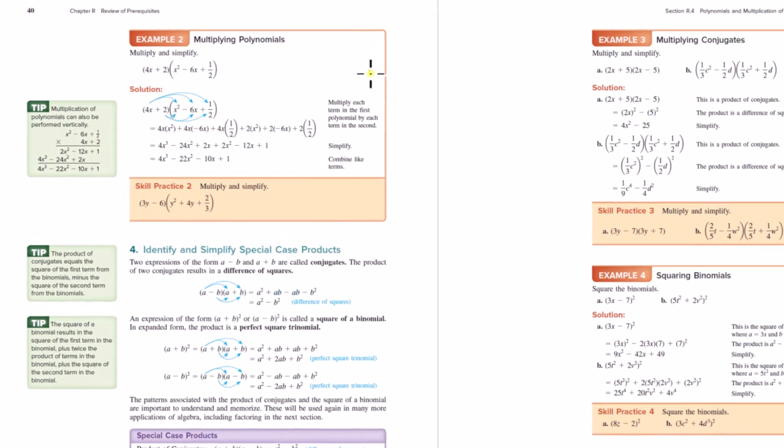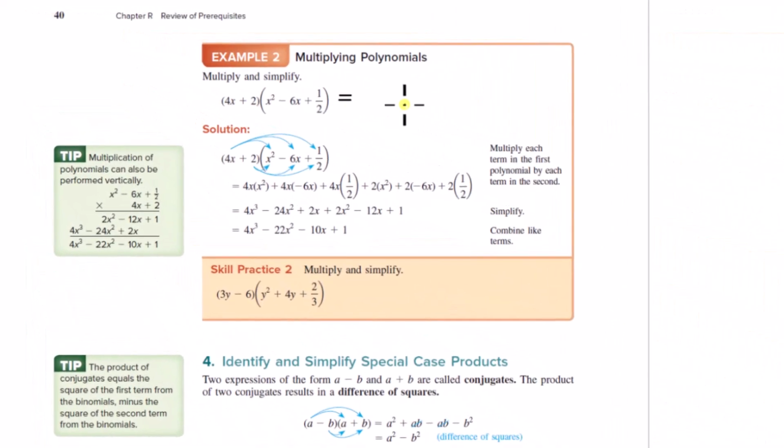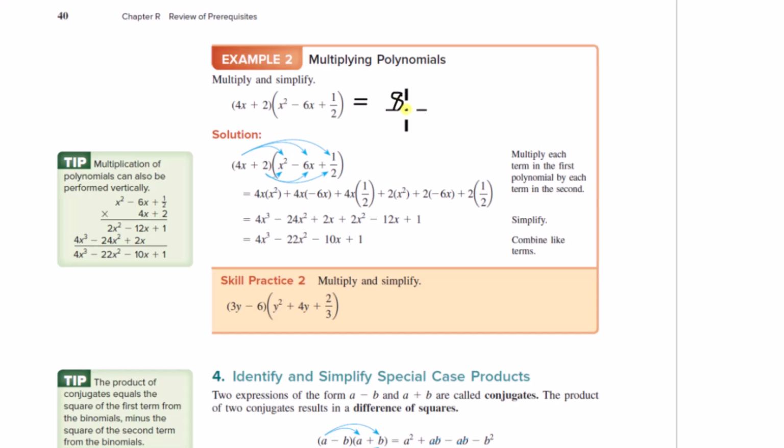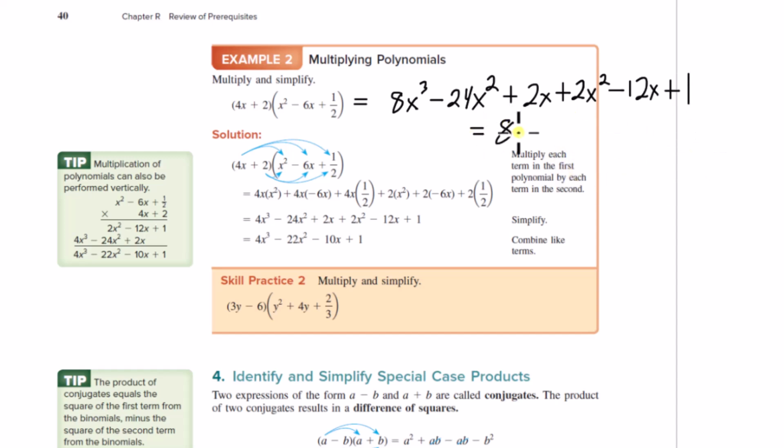Okay, so let's just distribute. We've got 8x cubed minus 24x squared plus 2x, and then plus 2x squared minus 12x plus 1. So we've got 8x cubed, minus 24x squared plus 2x squared is going to be minus 22x squared. Then 2x minus 12x is minus 10x, and then plus 1.